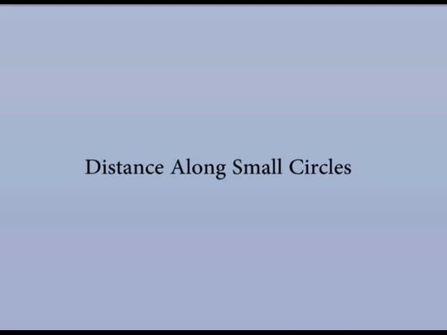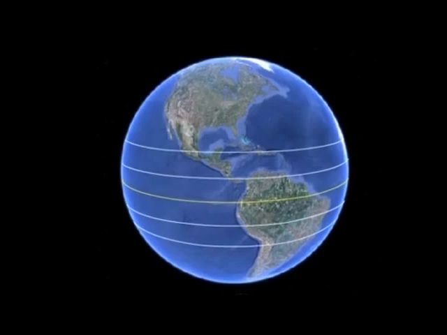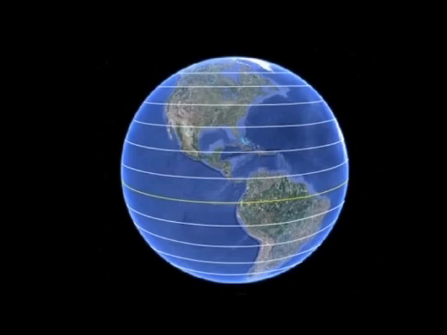Distances along small circles. All other latitudes except the equator are small circles. Their radii are smaller than the radius of the Earth and obviously differ from one latitude to the other, getting smaller and smaller as you move further from the equator, north or south.